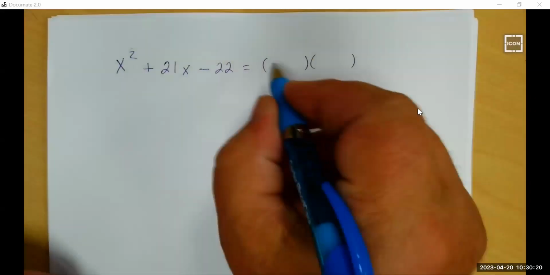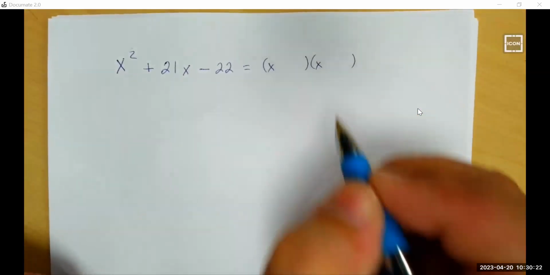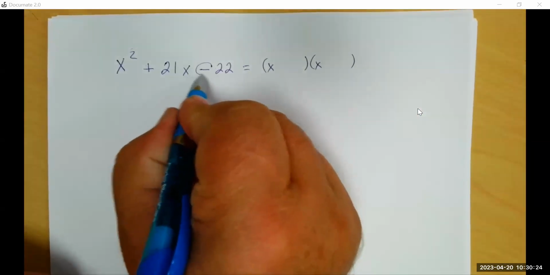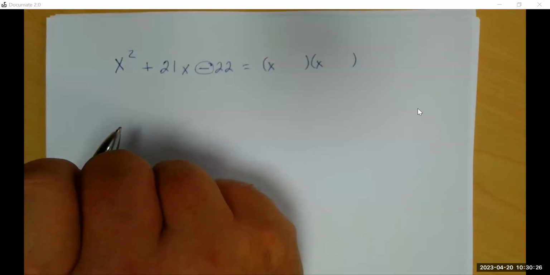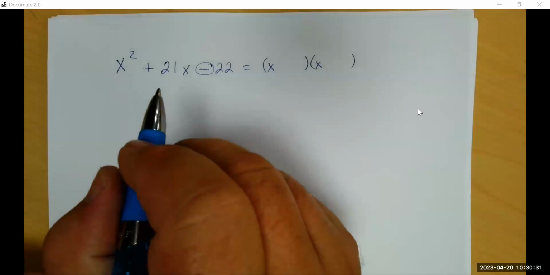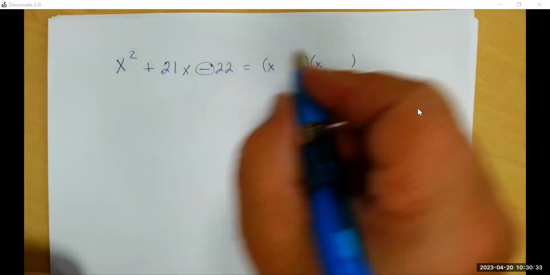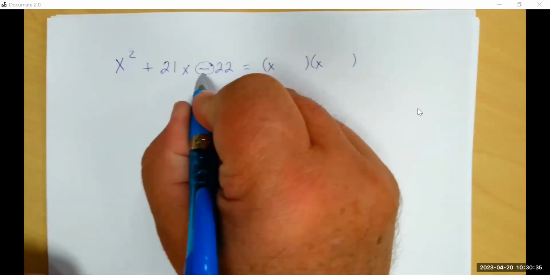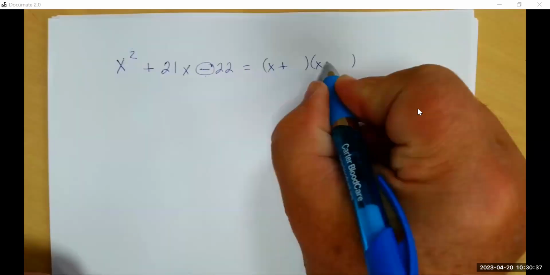We have two solutions. The first term is x and x. The second sign is a minus. What does that tell us? They're going to be opposites. One's going to be positive and one's going to be negative.